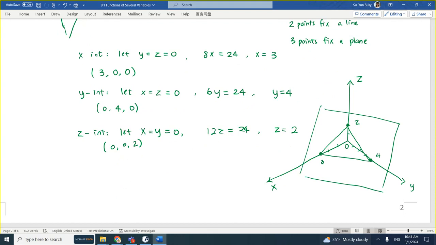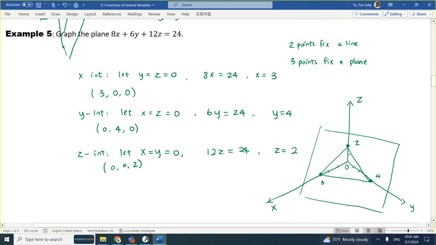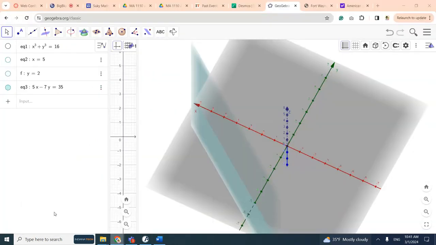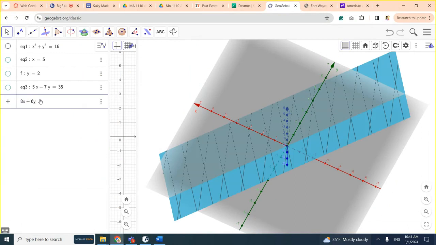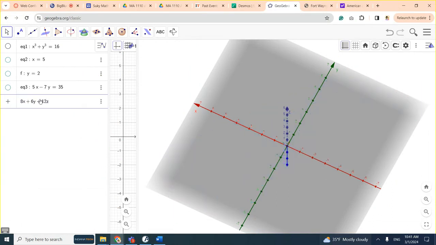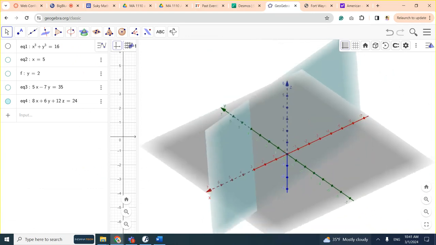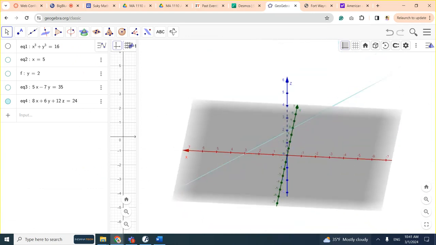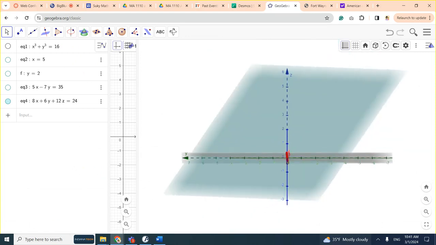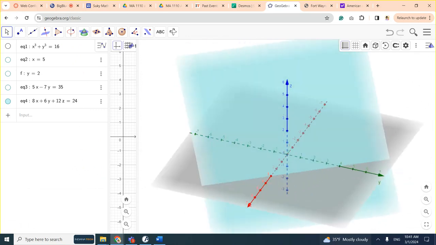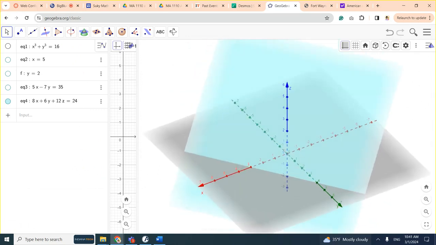Yes. Okay, so let's draw it. 3x plus 6y, and then what? Equals 24. Okay, this is the picture. Okay, so this is X, and this is Y. Why are the X and Y flipped? Okay. I can't use my fingers now. Okay, so this is the plane.